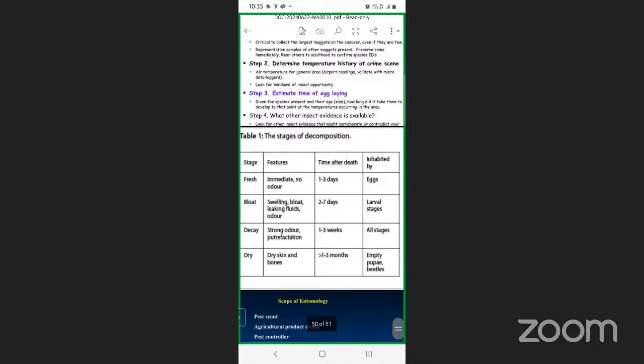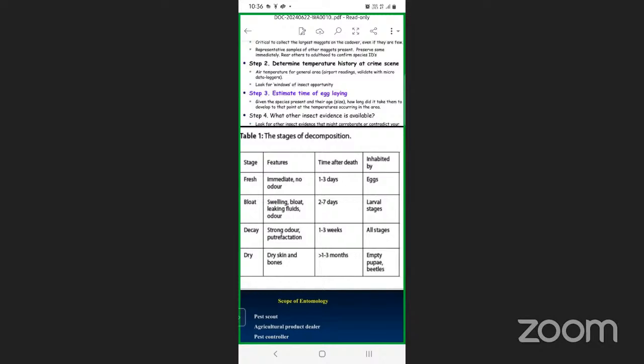The stages of decomposition are usually calculated in four stages: fresh body, bloated body, decayed body, and dry body. In the fresh body, which is immediately after death, we don't find any odor, the time after death is 1 to 3 days, and we see eggs on the body.